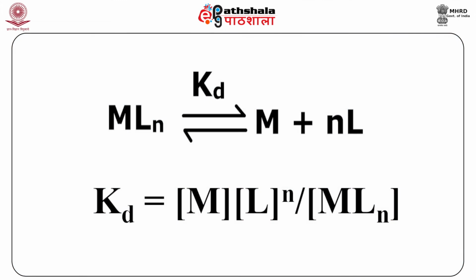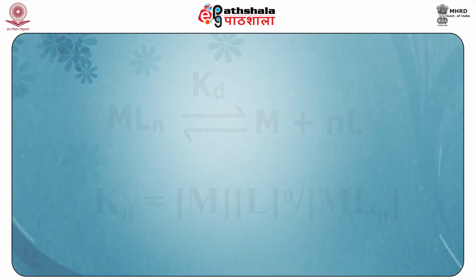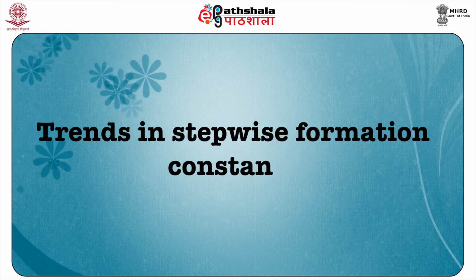Also, the formation of a complex takes place in various stepwise equilibria. The inverse of the formation constant is called the dissociation constant Kd or instability constant of the complex. The dissociation constant gives a measure of the extent to which the equilibrium representing the formation of complex lies to the right. Trends in stepwise formation constants.